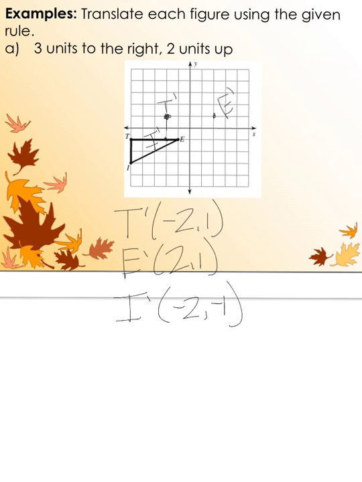Now I'm going to connect the dots here. And you'll notice, again with my rough sketch, that the shape looks exactly the same. It's in the same position. It's just moved where it is on the graph. So that's just kind of a nice little check to know that you probably did it correctly. You probably moved it correctly because it looks the same. It's in the same orientation. It's just in a different position on the graph.